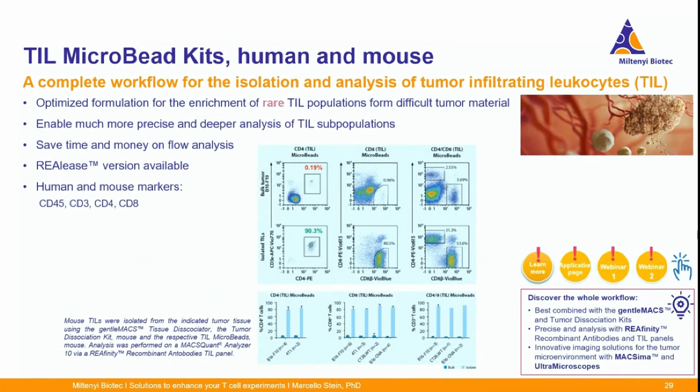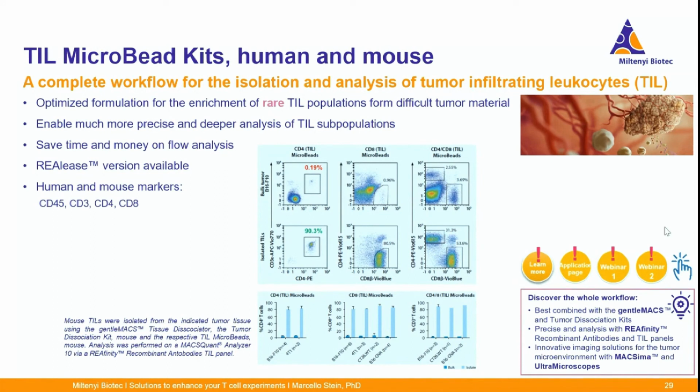Another fantastic and very specialized cell separation product are the TIL MicroBeads. The microbeads have a special formulation to facilitate the isolation of tumor infiltrating leukocytes, abbreviated TILs, from tumor single-cell suspensions. TILs are very rare cells, and the tumor tissue is a heterogenic and hard-to-process starting material. This poses quite a challenge to the researcher and the successful isolation of TILs.